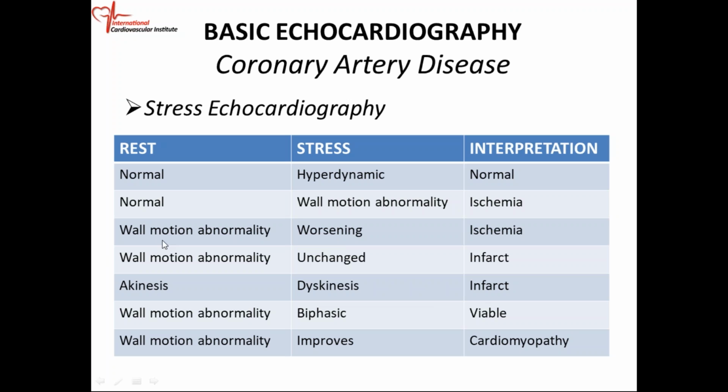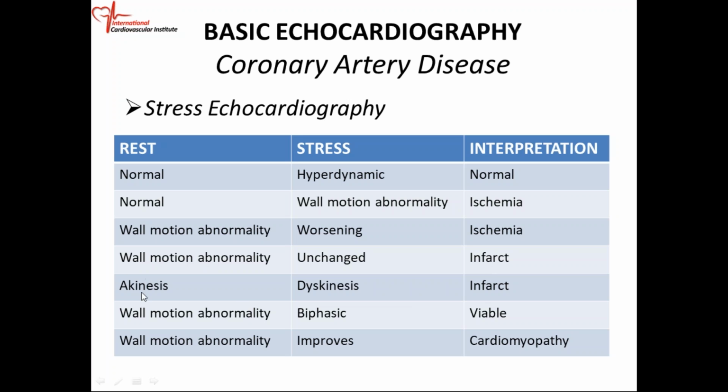If you have a wall motion abnormality at rest, and it's unchanged when you do your stress and repeat your echo, then it suggests infarct. So remember, infarct is dead muscle. If it's dead at rest and you exert the patient, because the muscle is dead, it's not going to do anything. It's not going to thicken. You may get some movement because of tethering, but it's not going to thicken. Dead muscle does not thicken. So if you have an abnormality at rest and with stress it is unchanged, that's what we call infarction.